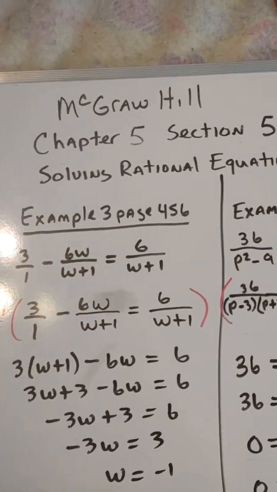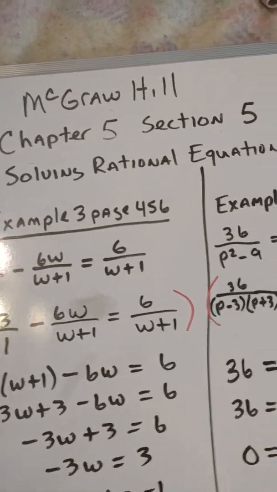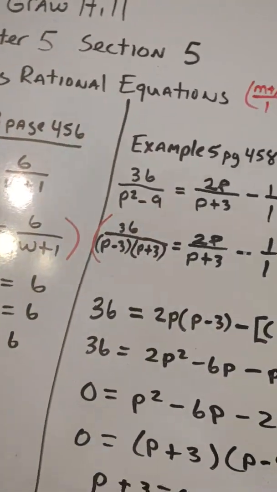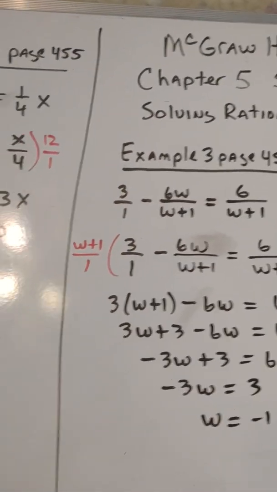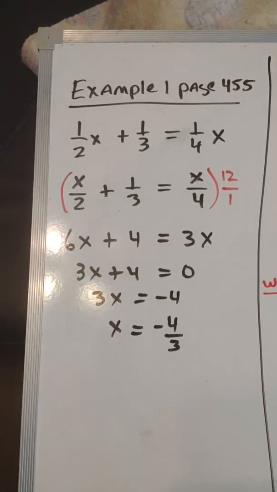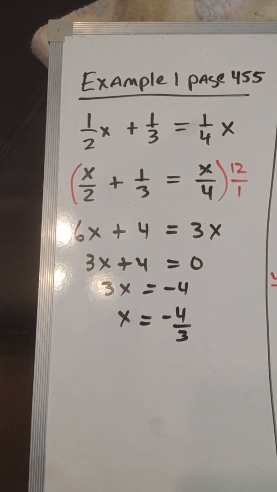Okay, this is McGraw-Hill Chapter 5, Section 5. This is solving rational equations. We've basically done this in the first chapter. So here's the first example problem. You have 1/2 x plus 1/3 equals 1/4 x.